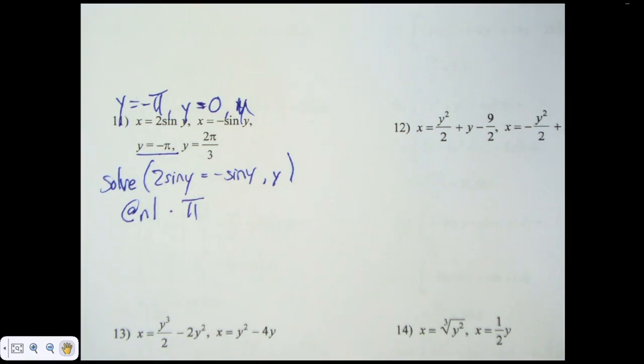That's what that "+ nπ" thing means. It just means there's really an infinite number of solutions, so your calculator's not going to list them all. Yeah?